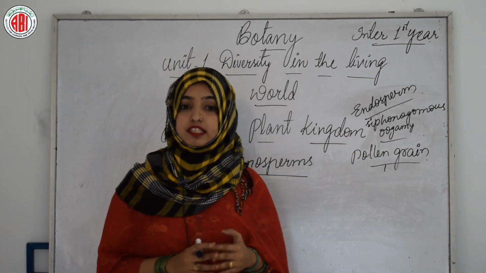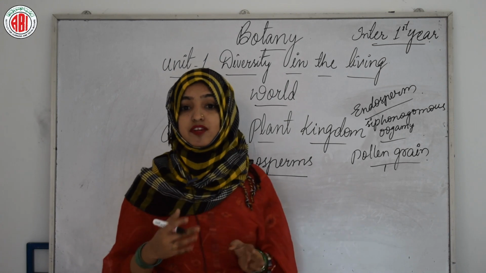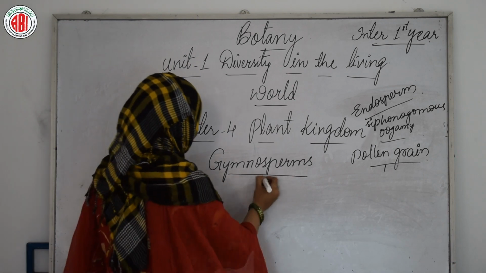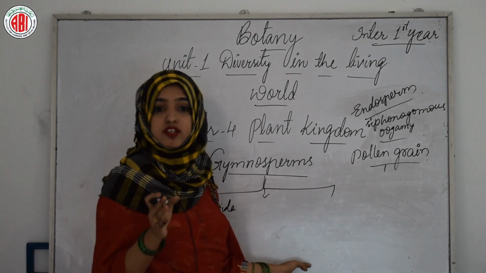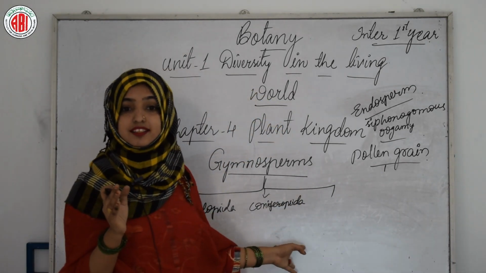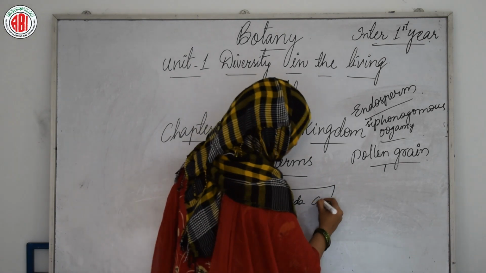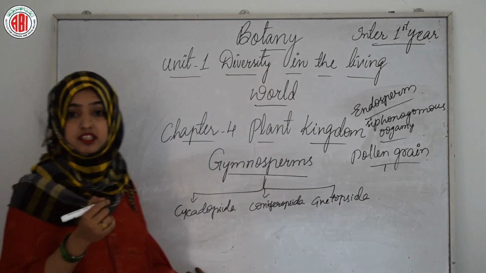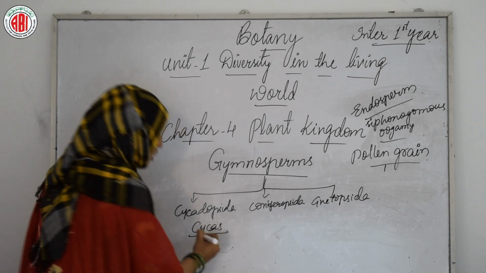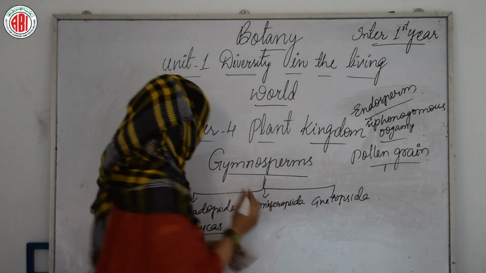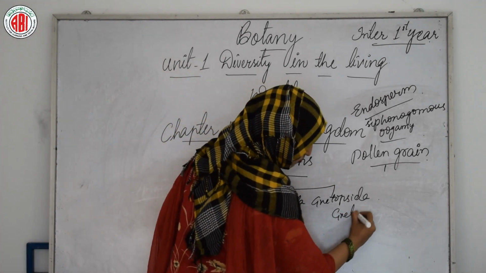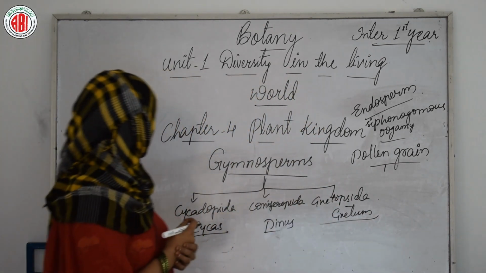If we proceed further, we can see that gymnosperms are again divided into 3 classes, and they can be called Cycadopsida, the second one is the Coniferopsida, and the last class is the Gnetopsida. Examples here you can take as Cycas in the Cycadopsida. Coming to the Coniferopsida, the example can be taken as Pinus, and here you can take the example as Gnetum. So that was all about the gymnosperms.